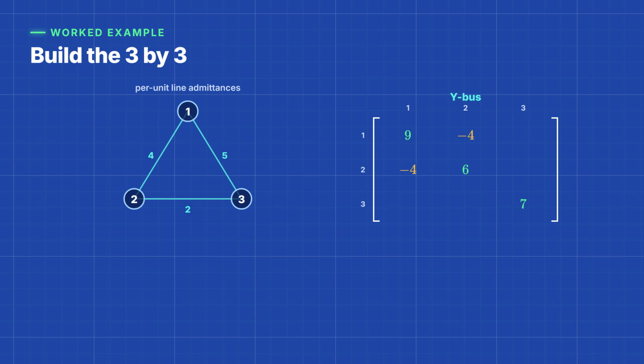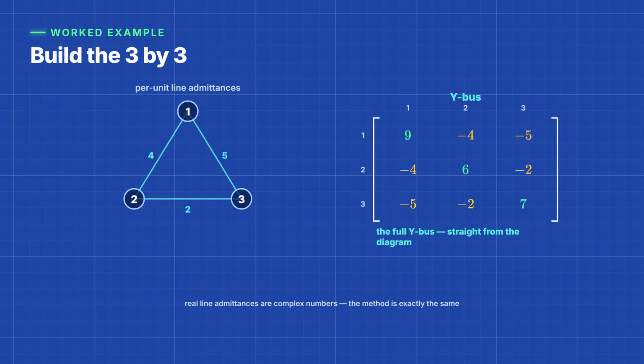Now, the off-diagonals. Between 1 and 2, we negate the 4, giving -4. Between 1 and 3, -5. Between 2 and 3, -2. And the matrix is symmetric, so each pair matches across the diagonal. There it is, the full Ybus, straight from the diagram. One honest note. Real line admittances are complex numbers, but the method is exactly the same.